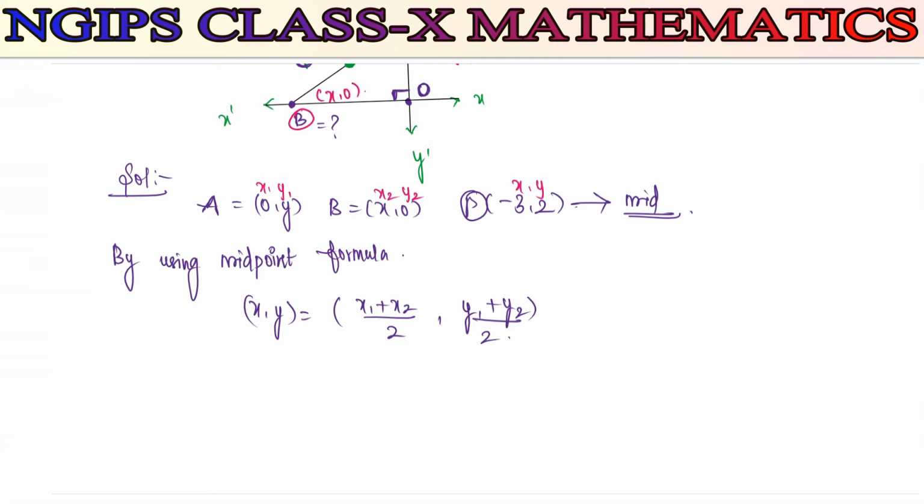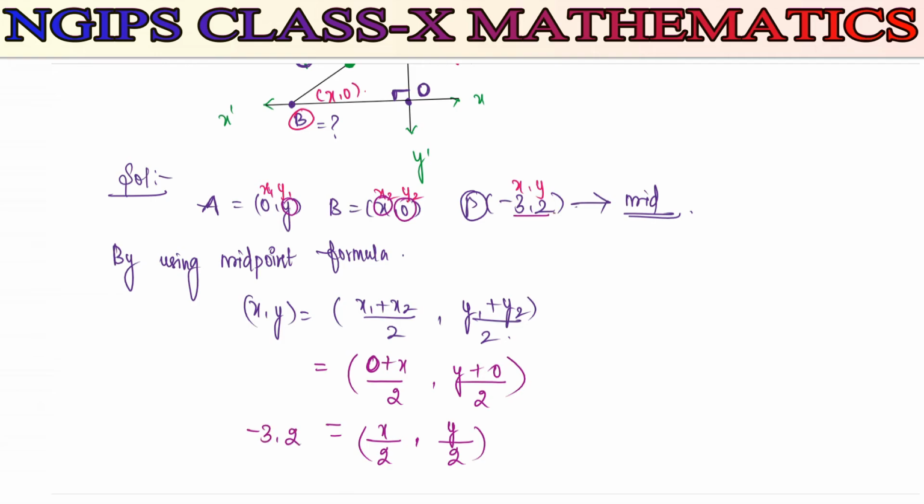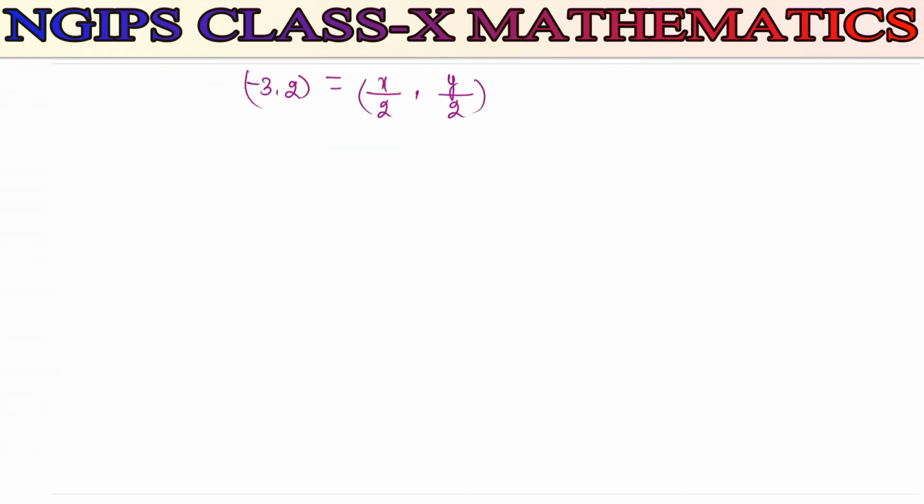Now I am going to substitute the values here. The x1 value is 0 plus the x2 value x, divided by 2. The y1 value is y plus the y2 value 0, divided by 2. Further simplifying, you get 0 plus x, which is x divided by 2, and y plus 0, which is y divided by 2. On the left side we have the x comma y points, which I can write as minus 3 comma 2. Now if you equate the x coordinates and y coordinates, minus 3 is equal to x by 2, comma, 2 is equal to y by 2.